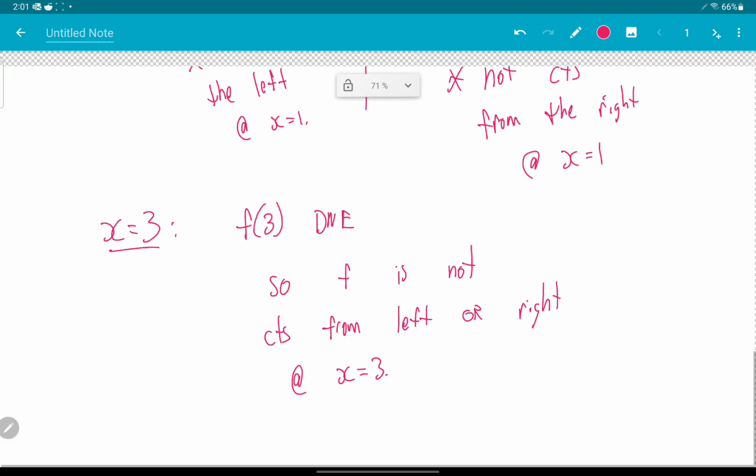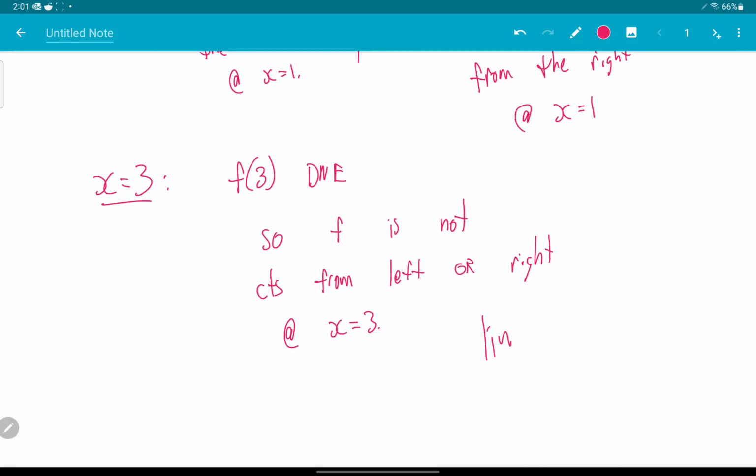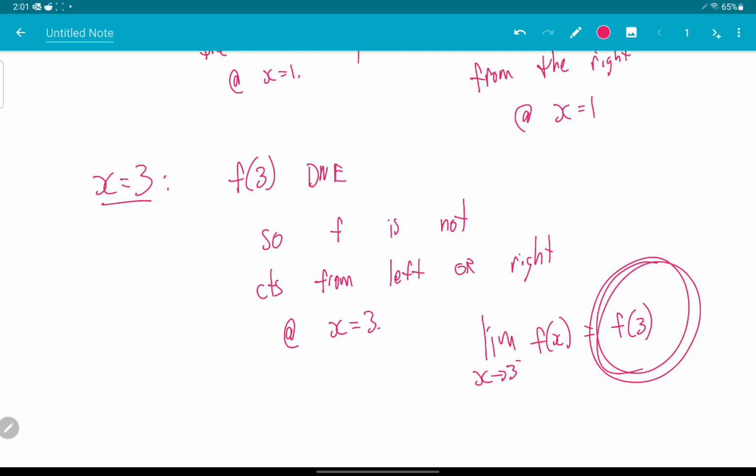Okay, when you're doing continuity from the left or from the right, you need, like this limit as x goes to say 3 minus, you need that to equal f of 3. Now, if this thing I'm circling here doesn't even exist, then you are in some trouble, aren't you? This equation doesn't even make sense. So the function is not continuous from the left or the right at x equals 3.